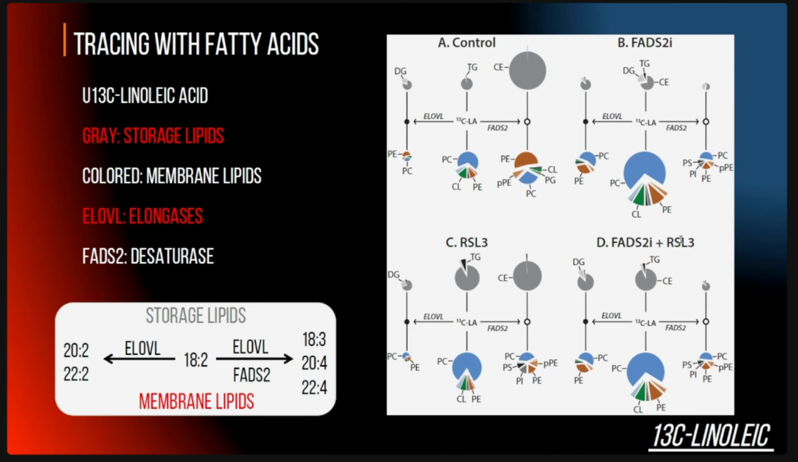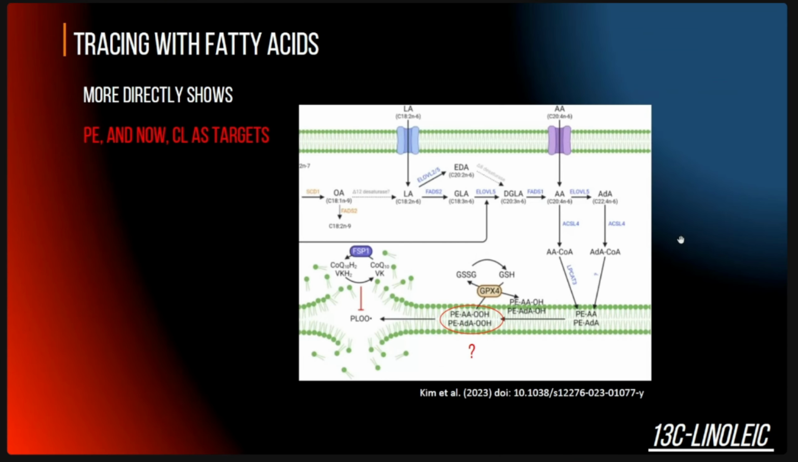And this thing here prevents the cell from dying. And the difference between this pattern here and this or this or this is that we lose a lot of phosphatidylethanolamine, PE, but also some important lipids like cardiolipin. And so tracing with 13C linoleic acid and using fatty acid saturating inhibitors shows more directly how the dynamics of polyunsaturated fatty acid works in ferroptosis.